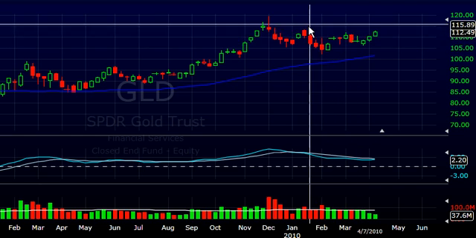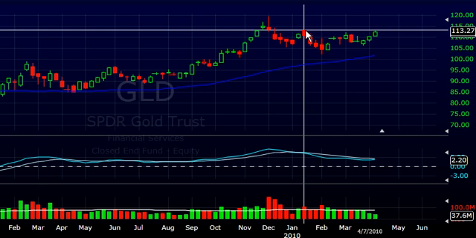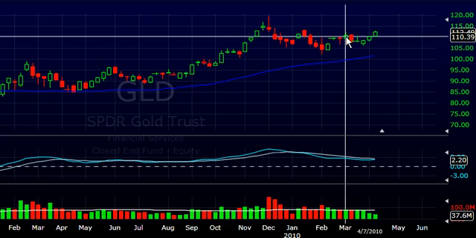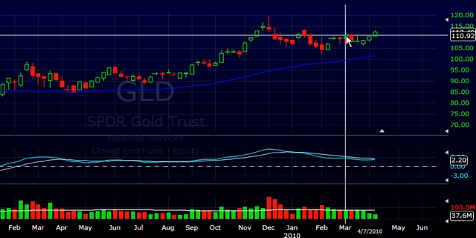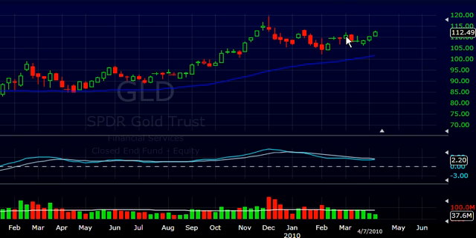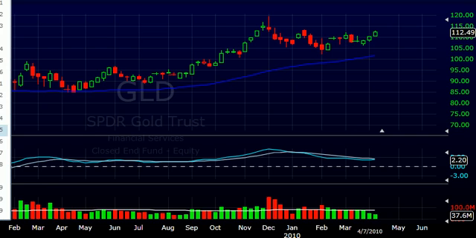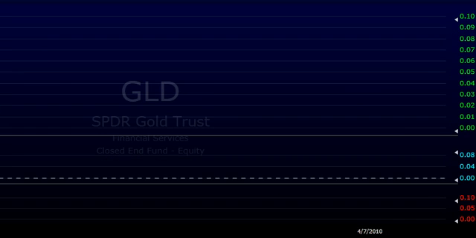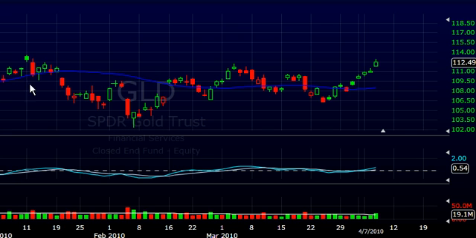We could make a call to say we'll wait till we get above this candle, which is 113.59, or we could make a call and say we'll wait till we get above this candle, which is 112.18. So what we're going to do is stick with what we had in the table, a close above 112.50. Today we closed at 112.49.